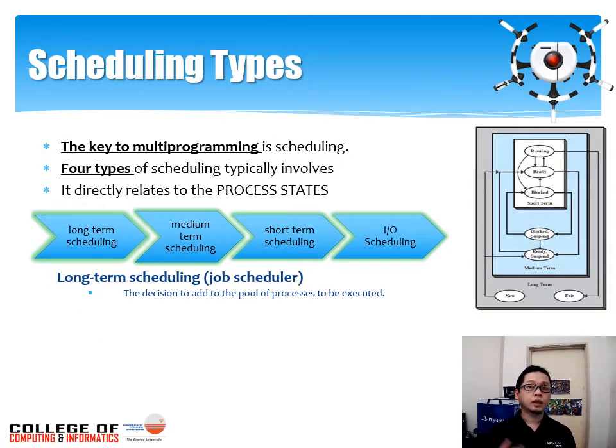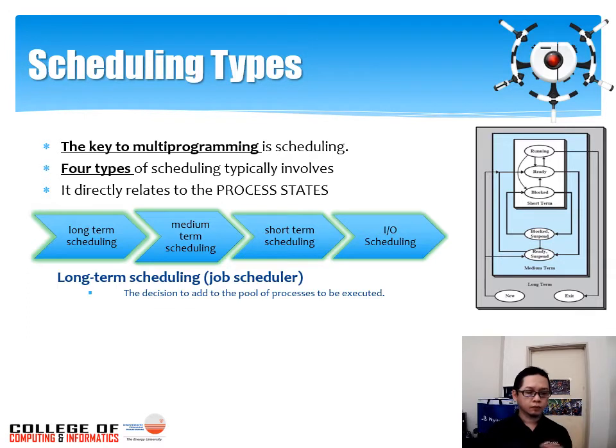If you remember, in our earlier chapter we have many types of process states, beginning from new, ready, running, and also blocked, suspended, and end of process. So how do these process states relate to long-term scheduling, medium-term scheduling, and short-term scheduling? For the fourth one, which is I/O scheduling, we already covered that in our previous chapter.